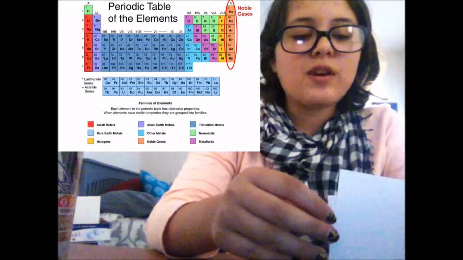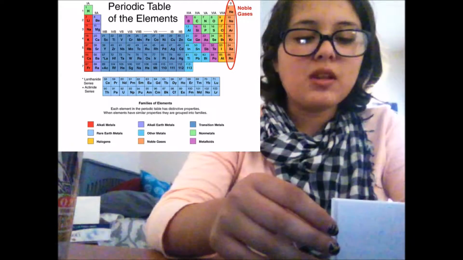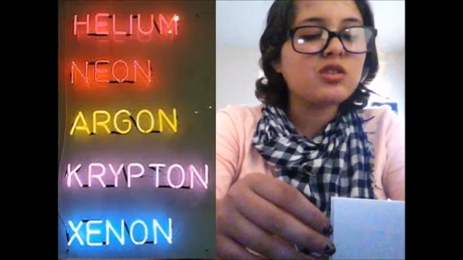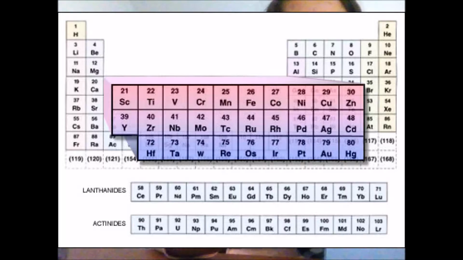The noble gases are found in group 8A. They are also known as the neon family. They are the most stable since they have the maximum number of valence electrons in their outer shell. Transition metals are found in the center of the periodic table, and they are known to have multiple oxidation numbers.